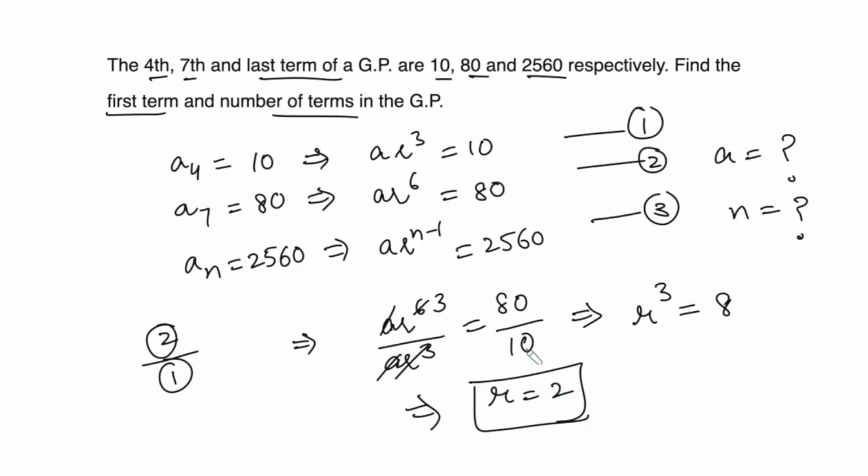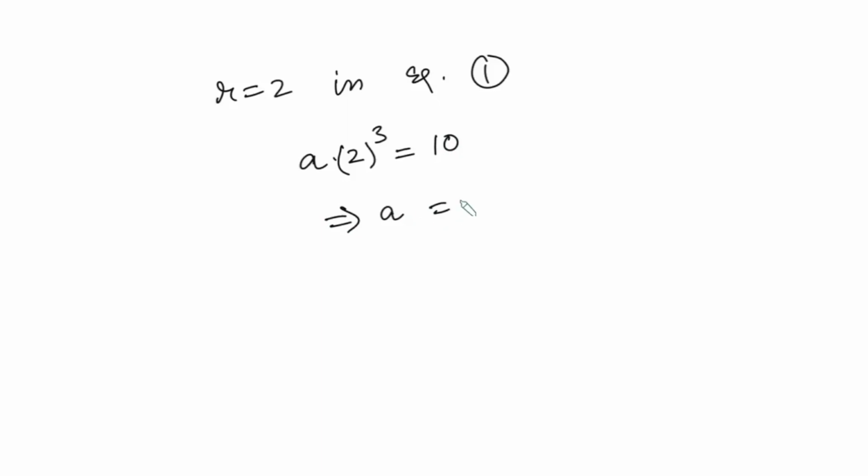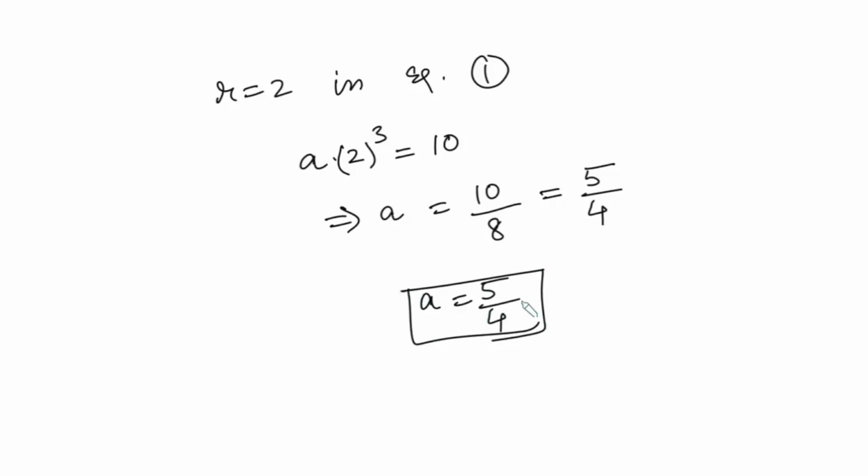If we use this value of r in equation 1 or equation 2, we will get the value of a. If we use r equals 2 in equation 1, we get a times 2 cube is equal to 10. That means a is equal to 10 over 8 or 5 over 4. So we get the value of a as 5 over 4. Now we need to find the value of n.